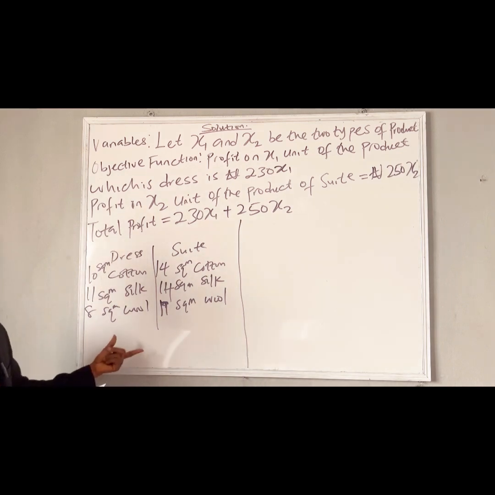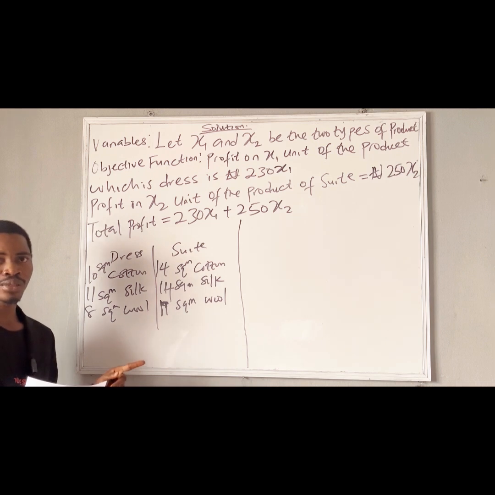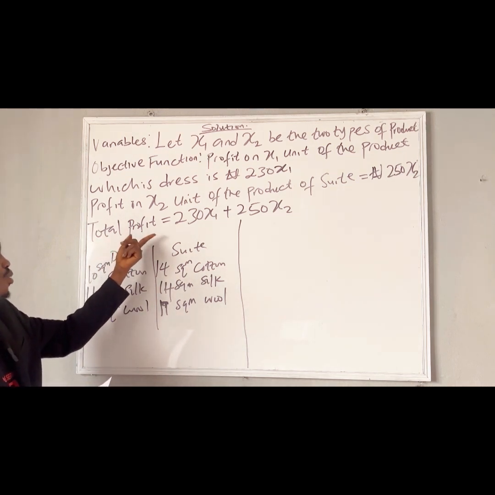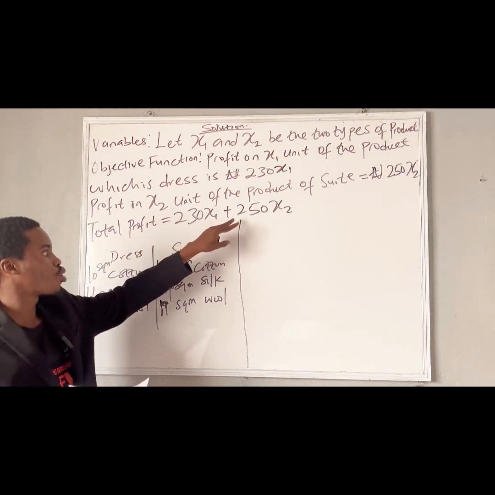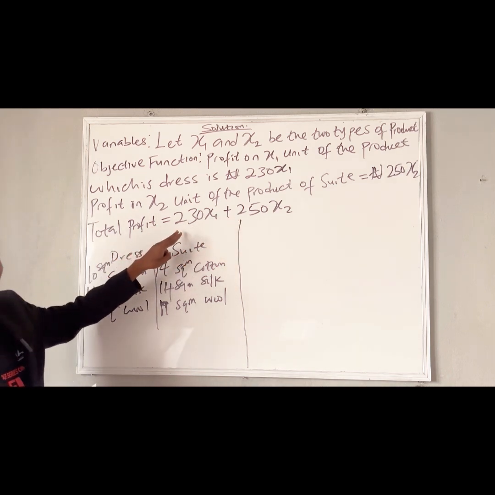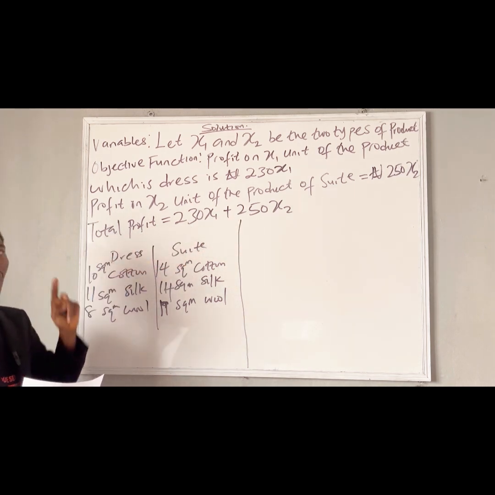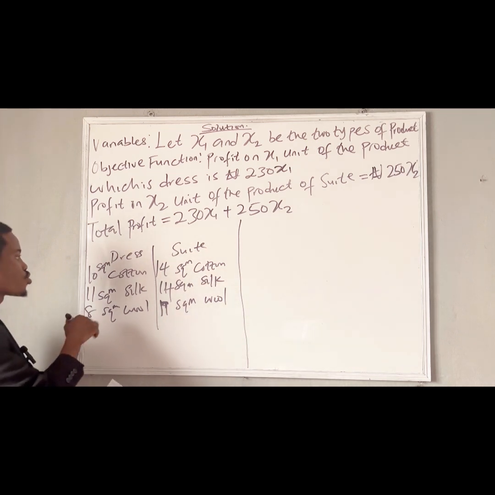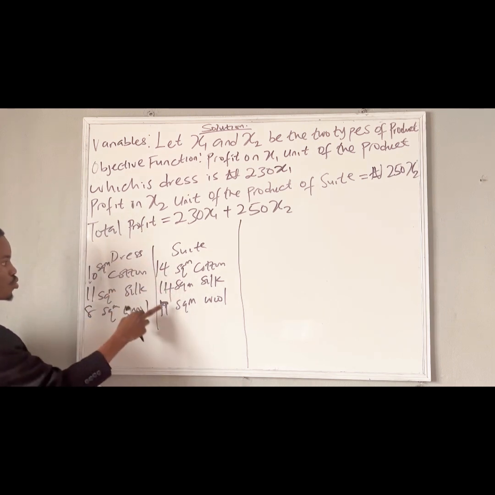So this is our constraint. What is our constraint? Remember that we are dealing with profit, and we have maximized profit here, total profit: 230x1 plus 250x2. I told you that whenever we are dealing with maximization of profit, we have to add this one to this.